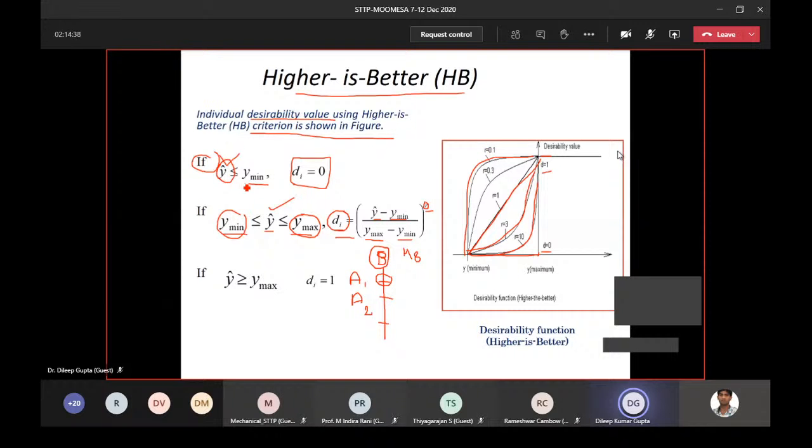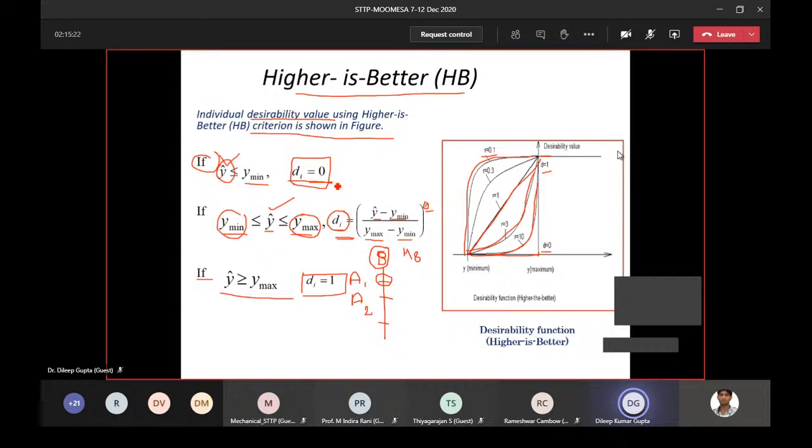First case, if y is less than y minimum, then di will be 0. Second case, when y is lying between y minimum and y maximum, then di will be calculated from here and it will lie between these values. Normally, if nothing is mentioned about the value of r, we normally take the value of r equal to 1. Then if y is greater than y maximum, as I say, the maximum value जो हमने फिक्स किया है उससे अगर बाहर जाती है तो वैल्यू आपका 1 हो जाता है. राइट? अगर मिनिमम से बियॉन्ड जा रही है तो भी वो मिनिमम की इक्वल माना जाएगा एंड इट विल बी rated as 0 or desirability value is 0.